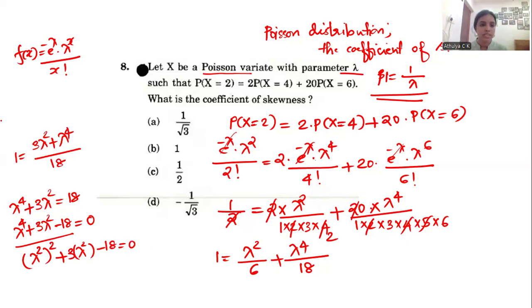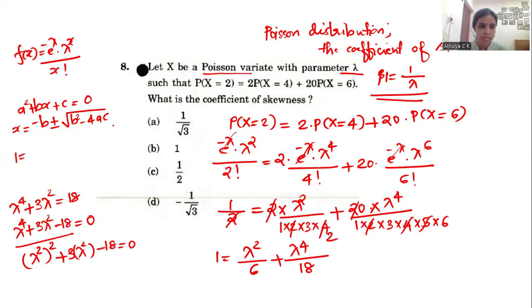How do we solve a quadratic equation? That is ax square plus bx plus c is equal to 0. Then how do we find out the value of x? x is equal to minus b plus or minus root of b square minus 4ac divided by 2a. So using the same formula, we'll solve this and find out the value of lambda. So here instead of x, what we are taking is lambda square.